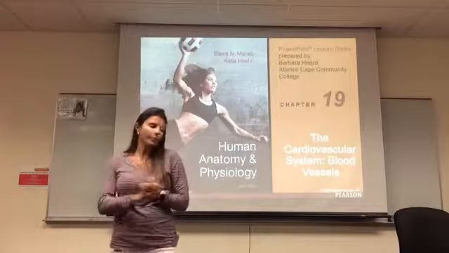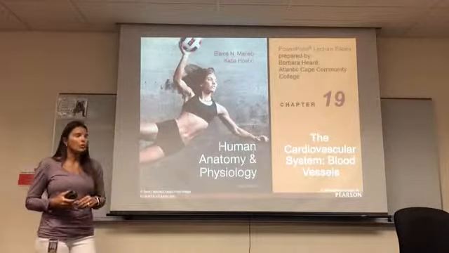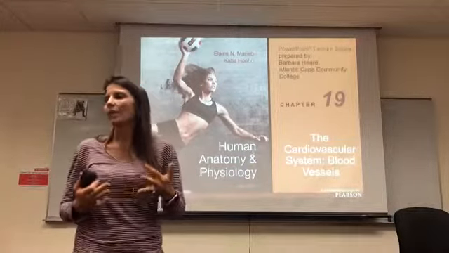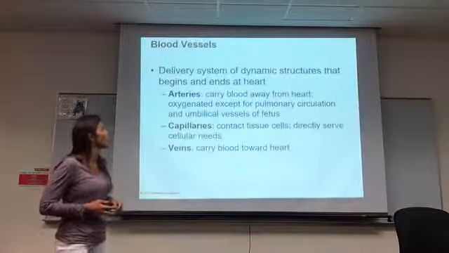Okay, all right. So we are in chapter 19. This continues on. Chapter 17 was the blood. Chapter 18 was the anatomy of the heart. And so chapter 19 is the blood vessels. So the whole thing collectively is our cardiovascular system.